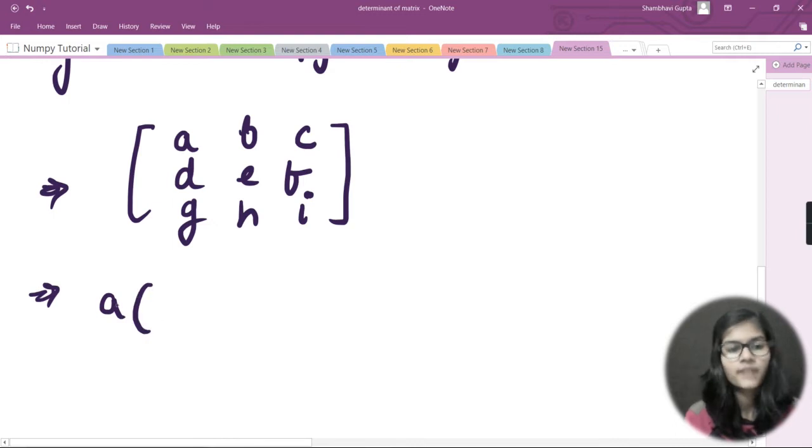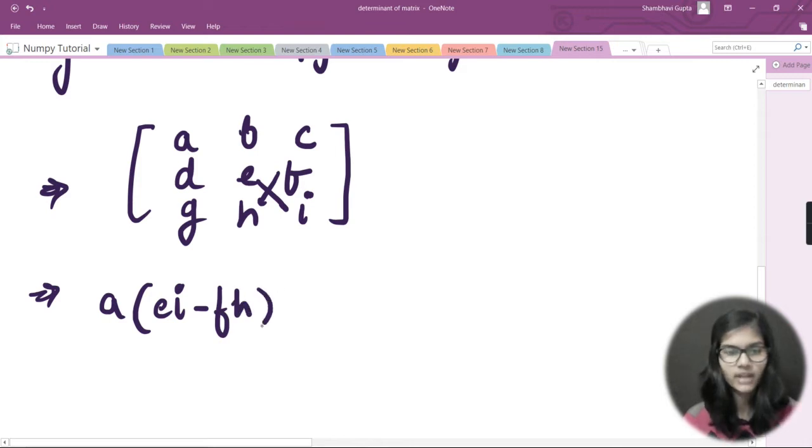The formula is A. Now this A, we have taken this A. Now I would multiply these both with each other and put a minus sign in between. So I would write EI and then minus FH. Fine. Next I would put minus B. This B, and I would put a minus I.